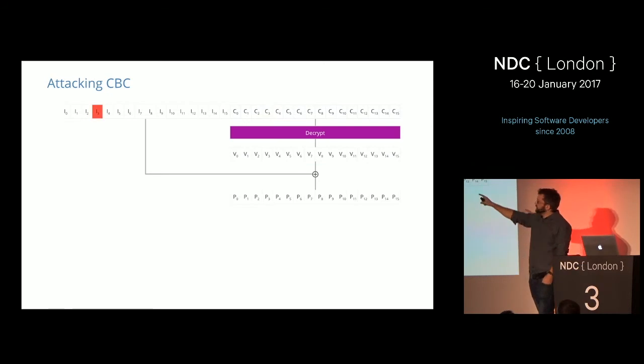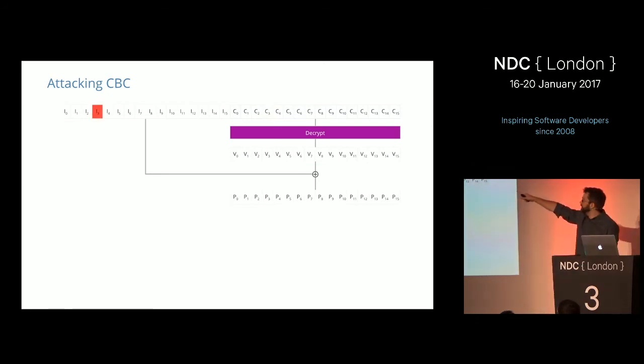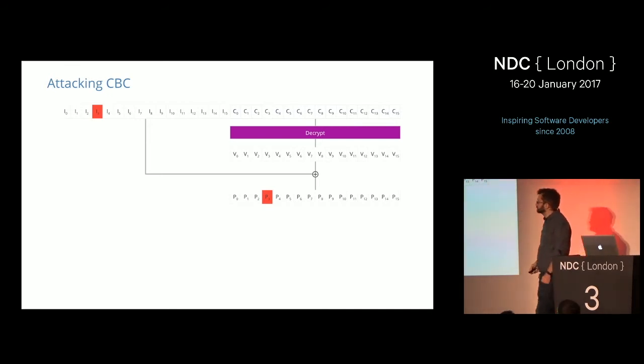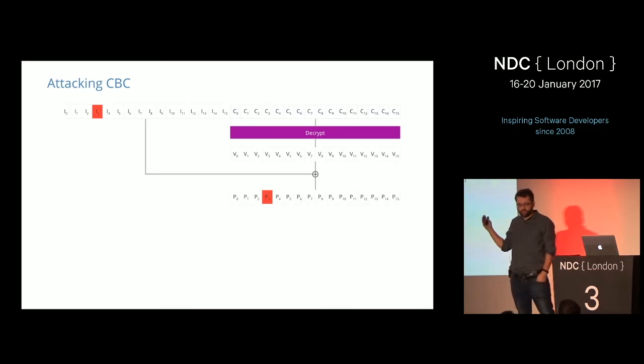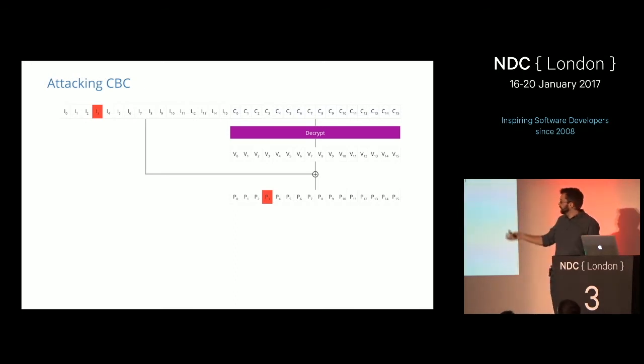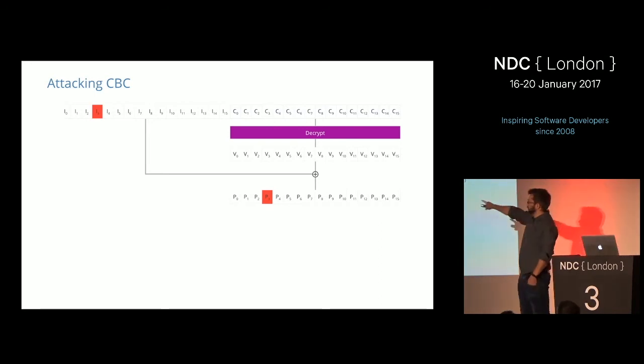However, if we change a single bit in the IV, we will only change a single bit in the results. And this is something we can use. So let's say we had something looking like this. This could be a signed cookie, or an encrypted cookie, I'm going to say, an encrypted cookie with JSON.